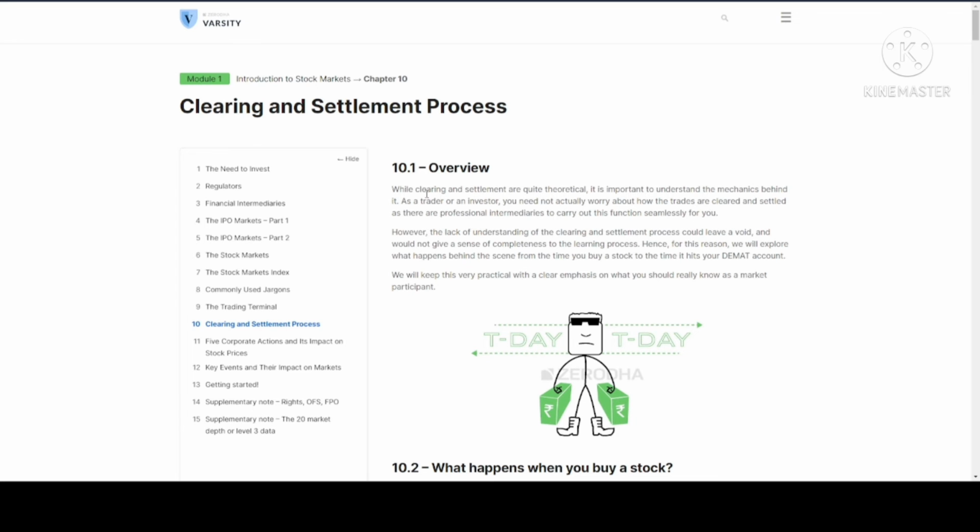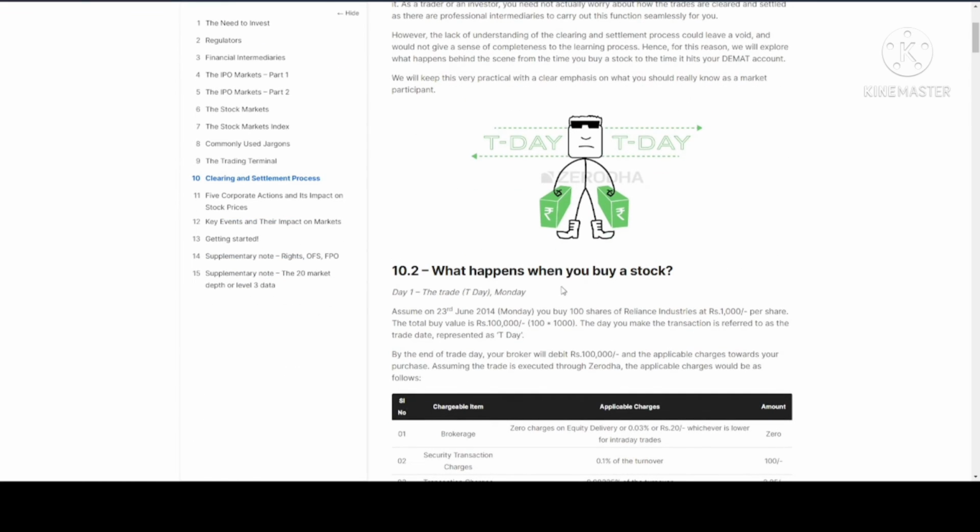Overview. While clearing and settlement are quite theoretical, it is important to understand the mechanics behind them. As a trader or investor, you need not actually worry about how the trades are cleared and settled, as there are professional intermediaries to carry out this function seamlessly for you. However, the lack of understanding of the clearing and settlement process could leave a void and will not give a sense of completeness to the learning process. For this reason, we will explore what happens behind the scenes from the time you buy a stock to the time it hits your demat account. We'll keep this very practical, with clear emphasis on what you should really know as market participants.